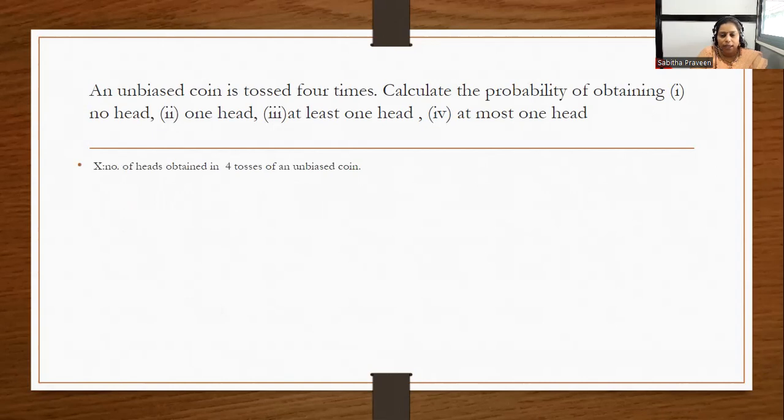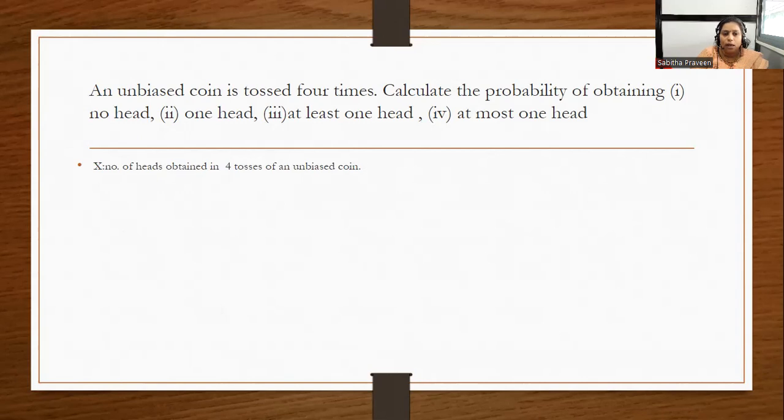So first of all, we have to define what is the random variable here. For defining the random variable, we have to look into the question. All questions are asked in terms of head: one head, no head, at least one head, at most one head, like that. So we define the random variable x as the number of heads obtained in 4 tosses of an unbiased coin.